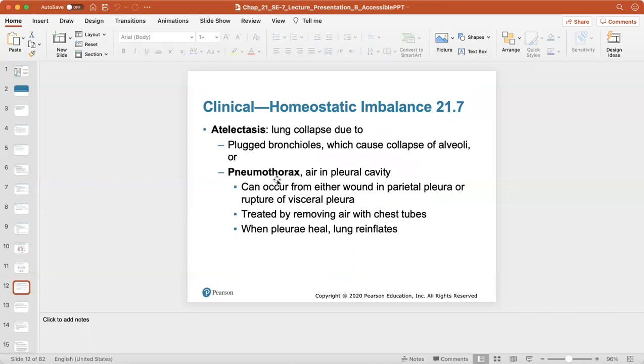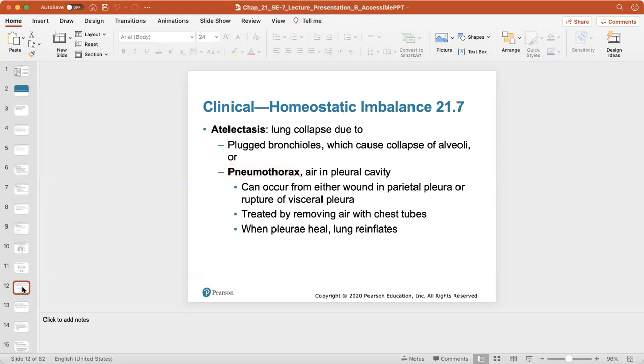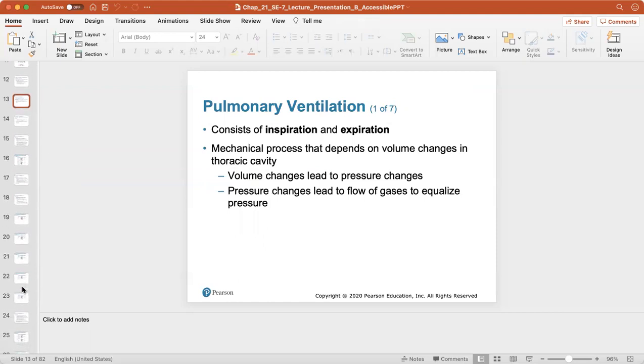Atelectasis is lung collapse due to a plugged bronchiole, which causes the collapse of alveoli, or a pneumothorax, which again is when you have air in the pleural cavity. And this can occur from either a wound in the parietal pleura or rupture of the visceral pleura. It's treated by removing the air with a chest tube, and when the pleura heal, the lung will re-inflate. Pulmonary ventilation then consists of inspiration and expiration. This is the mechanical process that depends on volume changes in the thoracic cavity.